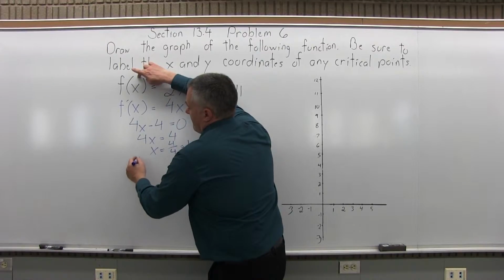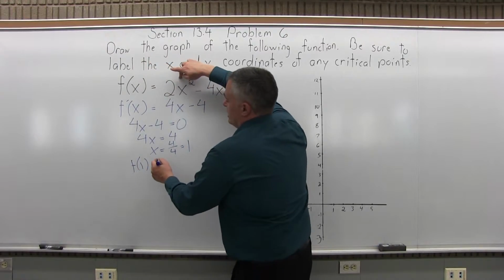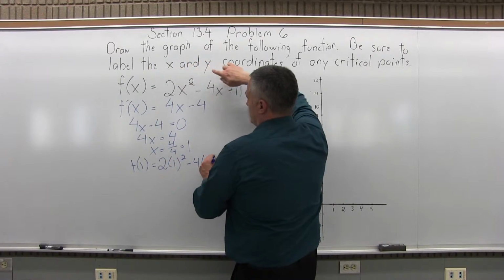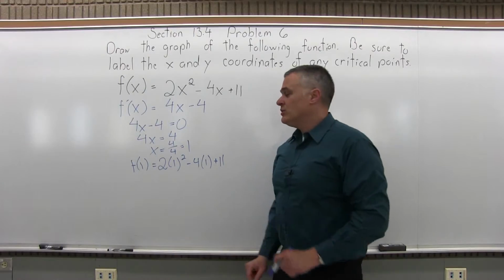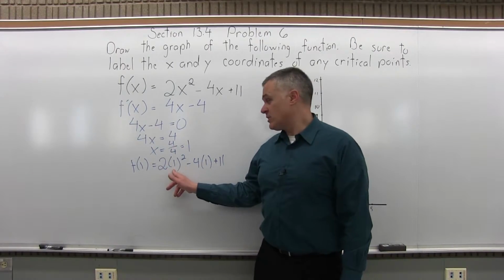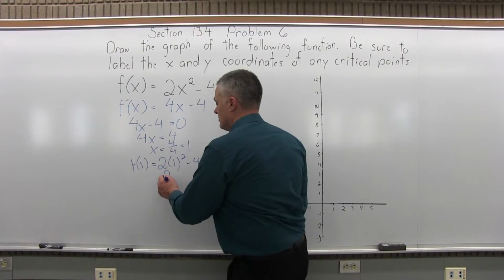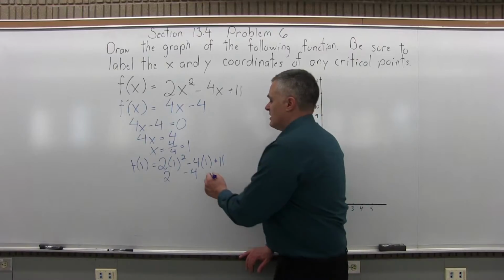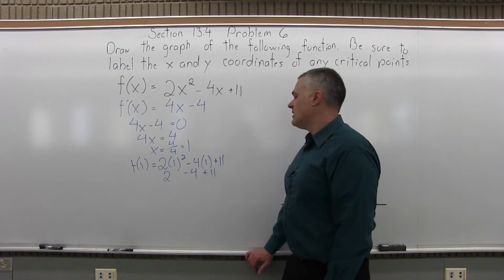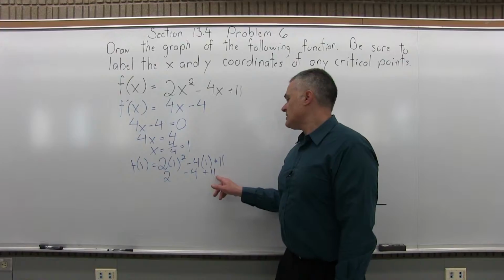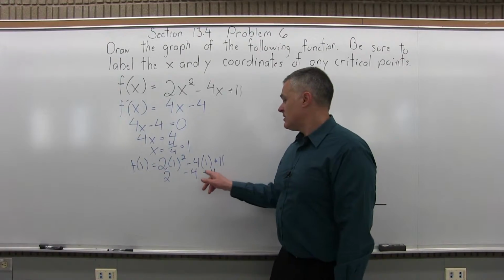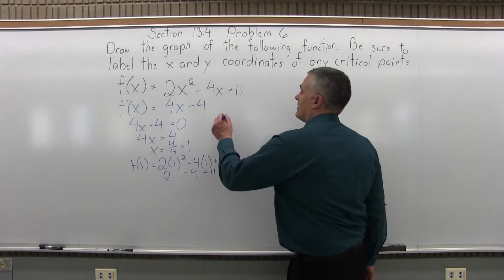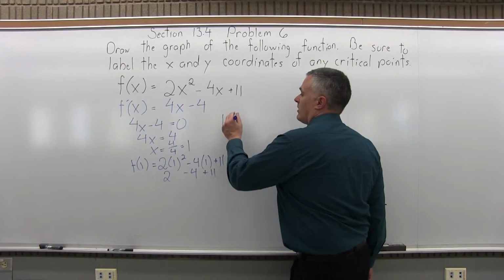So I'm going to get f of 1 equals 2 times 1 squared minus 4 times 1 plus 11. Do the math. 1 squared, 1 times 1 is 1, times the 2 in front will be 2. Minus 4 times 1 is minus 4. Again, pay attention to the sign. Positive 11. So 2 plus 11 more is 13. 13 minus 4 is positive 9. So my critical point has an x coordinate of 1 and a y coordinate of 9.